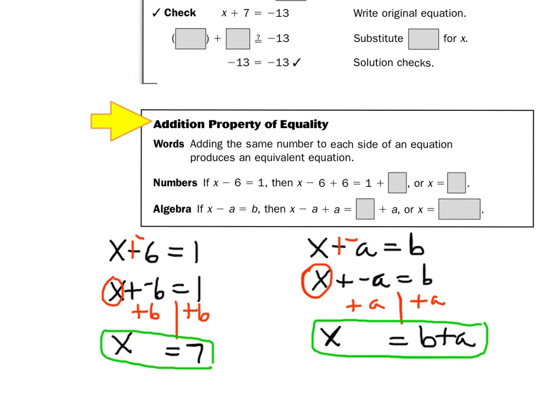Okay, take a look at the algebra example because I think you're ready to hear that now. Let's say that I had x minus a equals b, and I want to solve for x. So I wrote x minus a equals b down here on the paper, and then with my red I added a line and changed the sign. So now the equation is x plus negative a equals b.